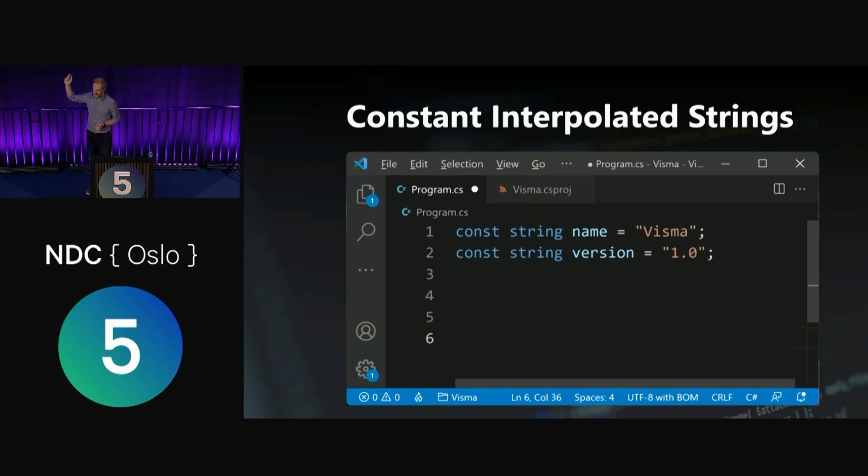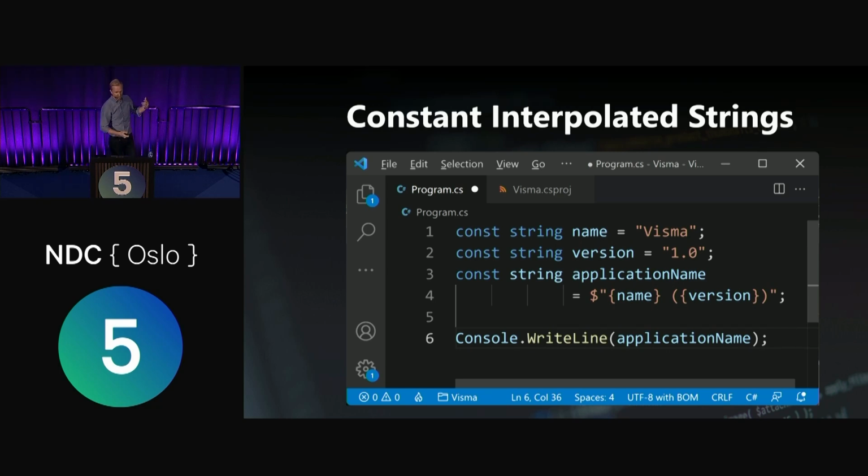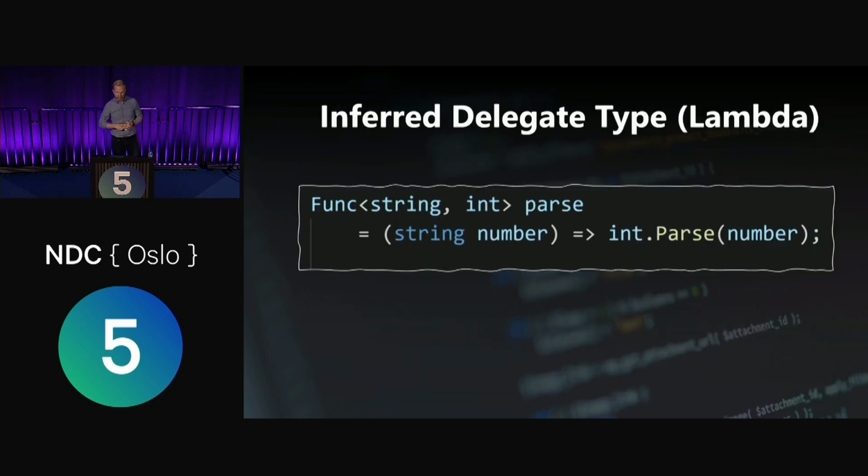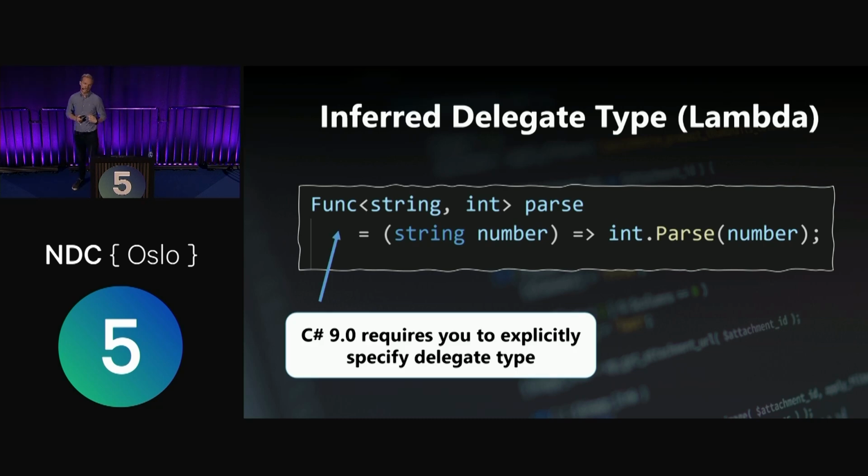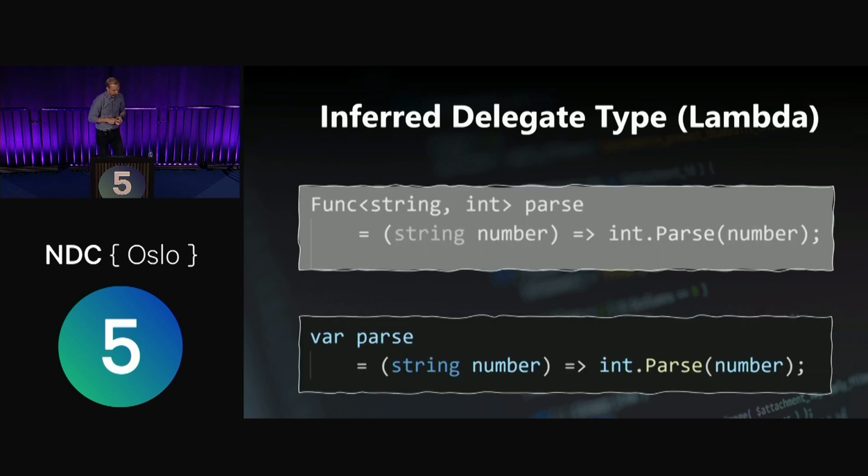Now, constant interpolated strings would allow us to use constant values in interpolated strings, which is a nice feature as well. But even better than this, maybe not all of us are doing constant strings all over the place. So a more useful feature is that in C# 9, if you were to create a lambda, you'd have to explicitly define which type of lambda this is, which just, why couldn't the compiler just figure this out? We could also turn this around and say var parse is equal to new Func of string of int, and then pass that into the constructor. But again, that's too many characters. So instead, the compiler is now going to infer this for us. Nice feature, nice addition.